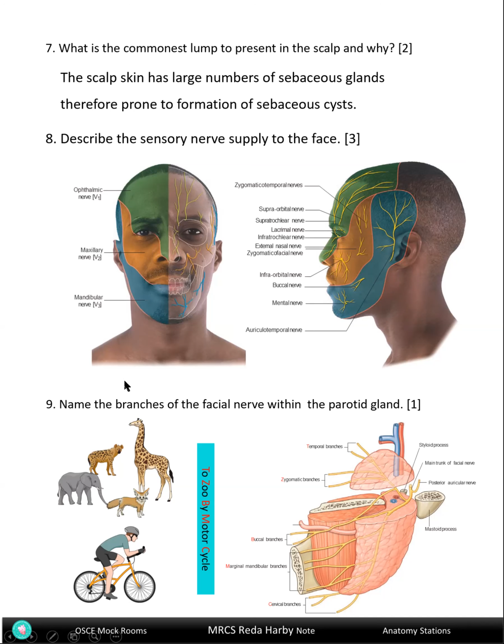Excellent. What are the branches of the facial nerve within the parotid gland?